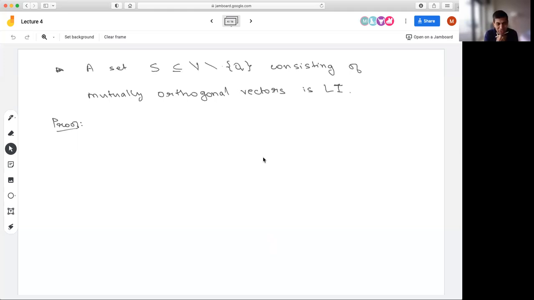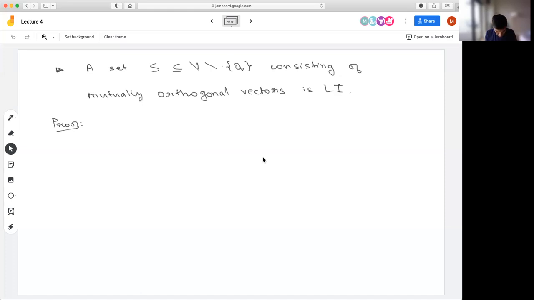Now here is the relation between orthogonality and linear independence: if you do have a set of mutually orthogonal vectors, then they are linearly independent. So it's a sufficient condition. It's not necessary, as we just saw, but it's a convenient way of proving linear independence if you know that things are orthogonal.